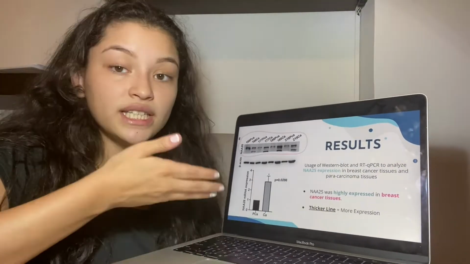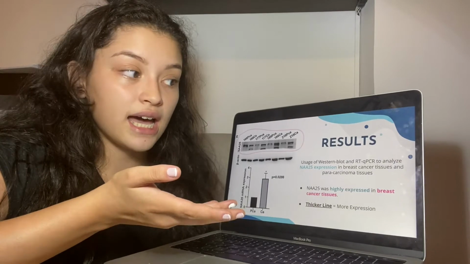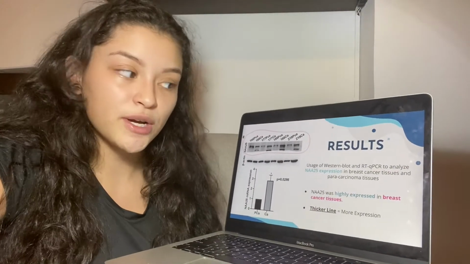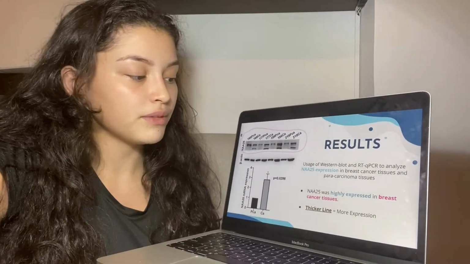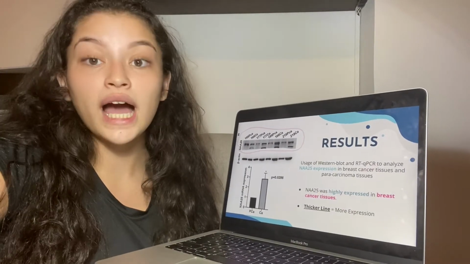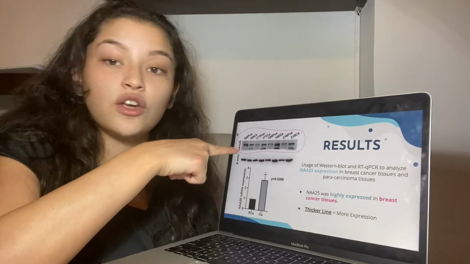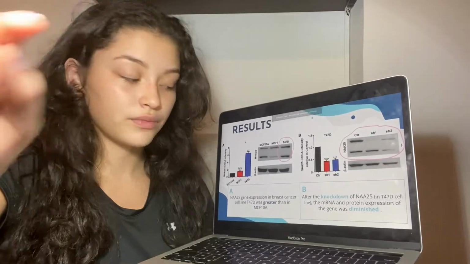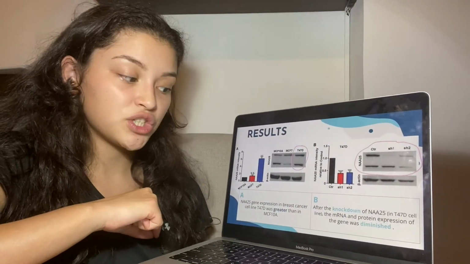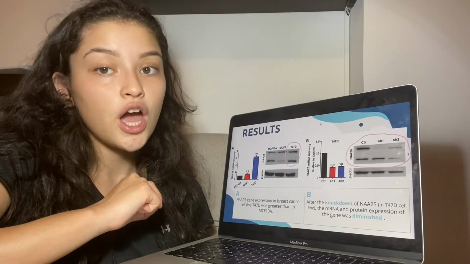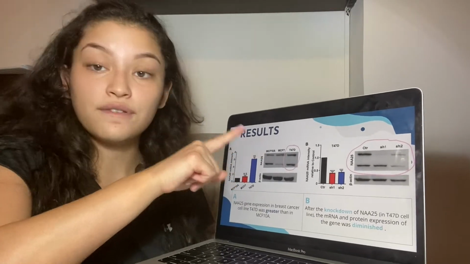Results. So we could see the usage of Western blot and RT-qPCR to analyze the NAA25 expression in breast cancer cells and paracarcinoma cells. So we can see that the NAA25 was highly expressed in breast cancer tissue, and also over here, the thicker the line, the more expression. Over here in A, we can see that NAA25 gene expression in breast cancer cell line T47D was far greater than in just normal tissue MCF10A.